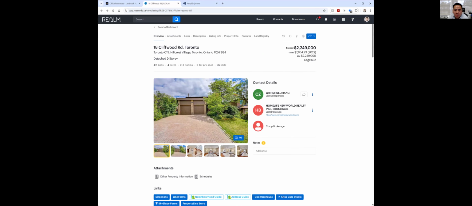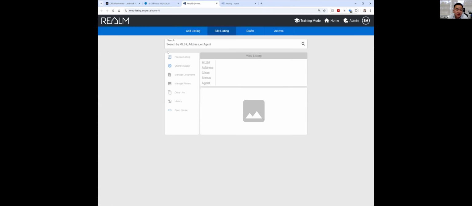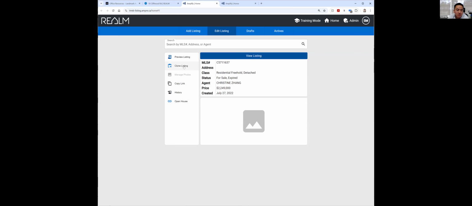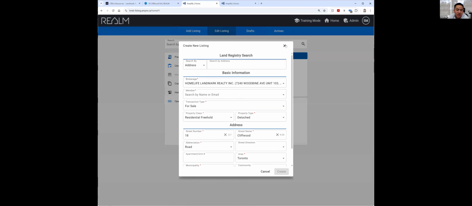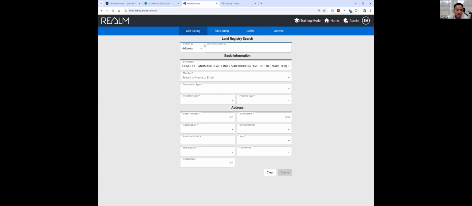So you just copy the MLS number and you go to add edit and you're going to pretend like you're going to add this listing. So you can clone the listing. You can also add a listing and put the address. So let me try this one.